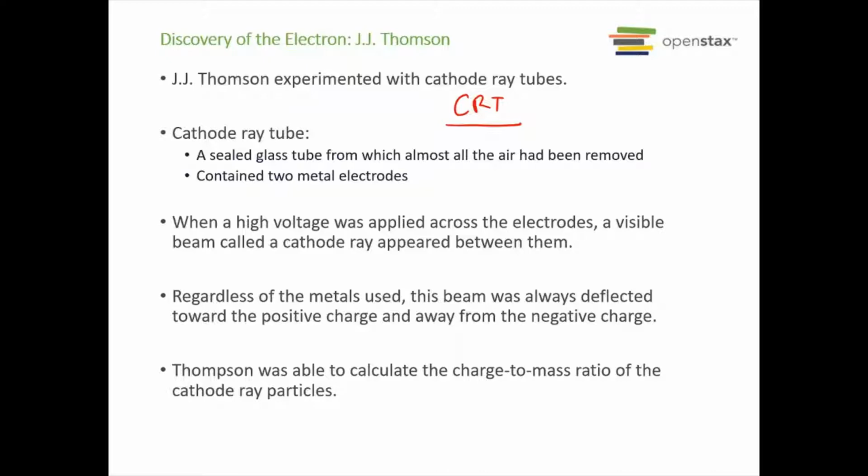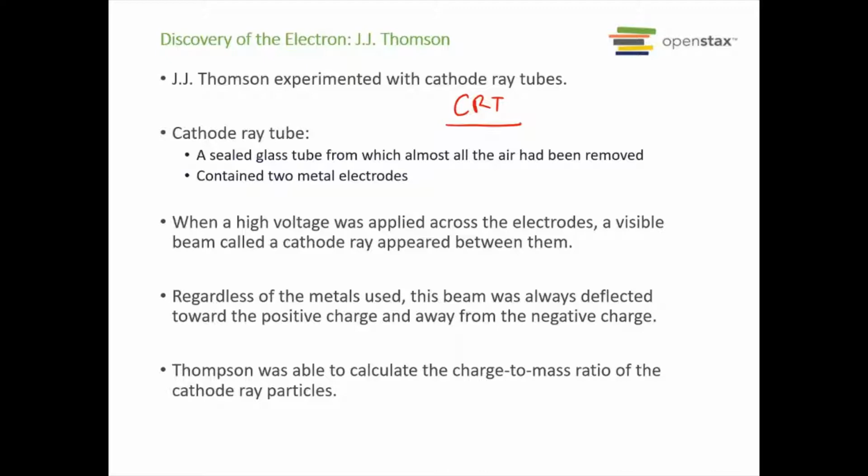And then it has two metal electrodes on it. When you put a high voltage across it, a visible beam called a cathode ray appears. It doesn't matter what the metals are used, but this beam would go away from negative charge and towards positive charge. And so Thomson was able to then calculate the charge to mass ratio of these particles.